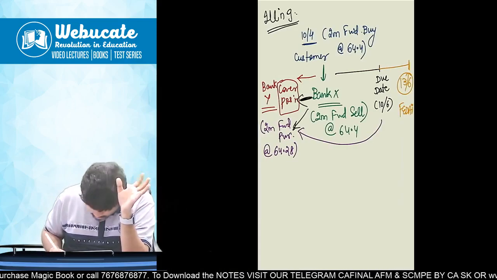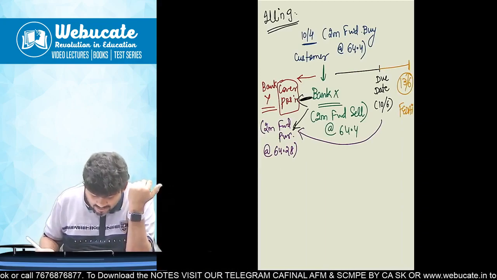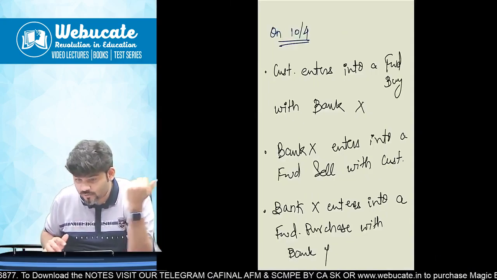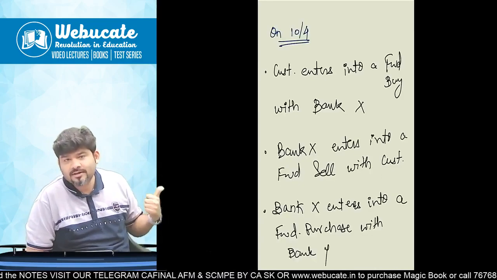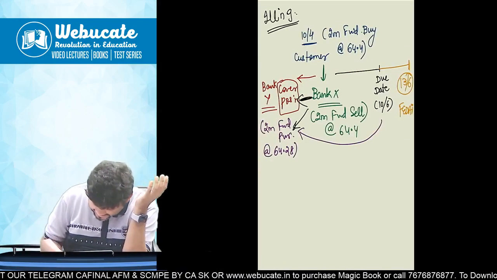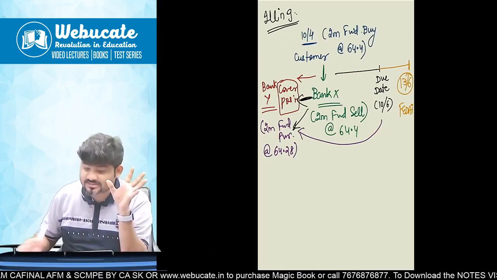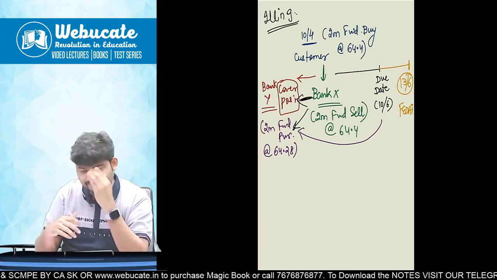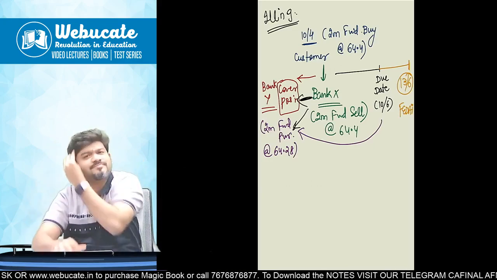So now what will happen? He has come. Who? Bank Y. What has happened with bank Y? Bank X enters into a forward purchase with bank Y, which means bank Y will sell to bank X at whatever rate is decided. So he has come now. What to do? Execute. First write it down. Before I move ahead, please write this much down first. Come on.